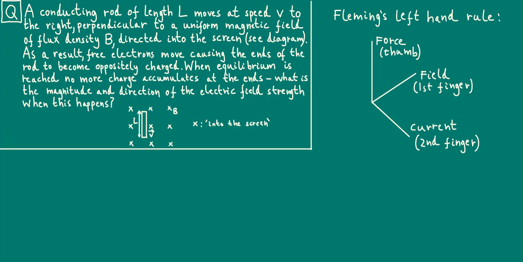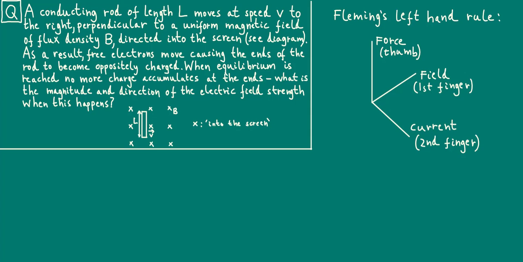The first finger of our left hand should point into the screen, since that's the direction of the magnetic field. To figure out which way to point our second finger, we need to remember that current means conventional current. So, if electrons in the rod are moving right, the conventional current will be to the left. This is similar to how in an electric circuit, the electrons move in the opposite direction to the conventional current. Therefore, we must point our second finger to the left, and thus find that our thumb points down.